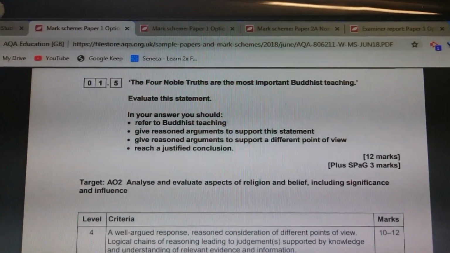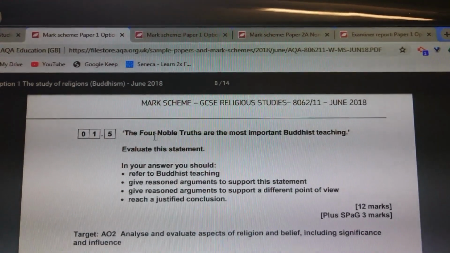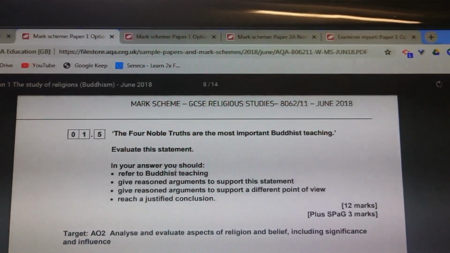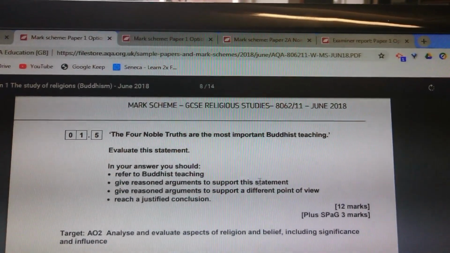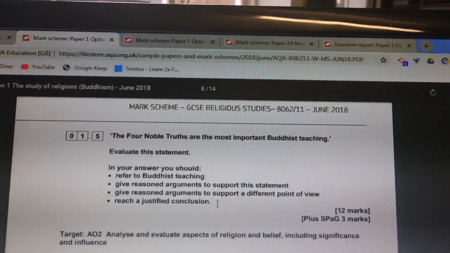Right, to begin with, focus on the question. You know in a 12 marker that you're going to get given a statement. So here's one from the Buddhist paper last year. You need to evaluate the statement, and it says in your answer you should refer to Buddhist teaching, give reasoned arguments to support the statement, reasoned arguments to support a different point of view, and reach a justified conclusion.